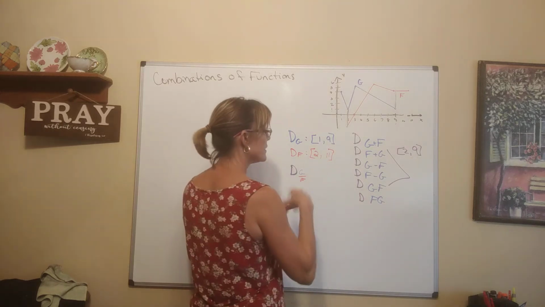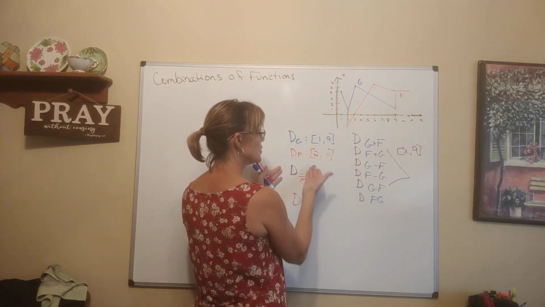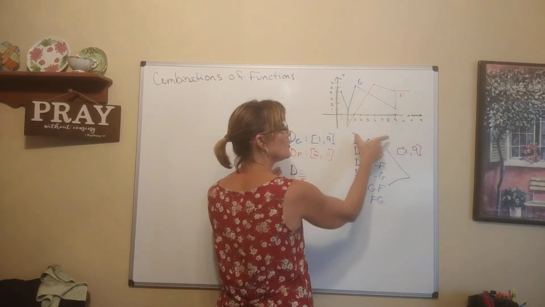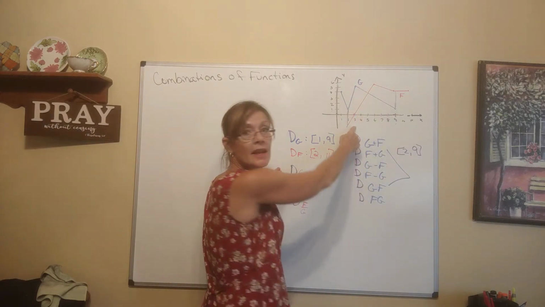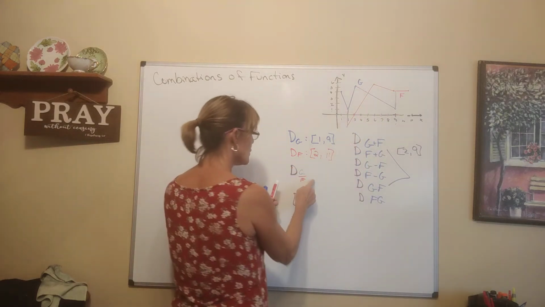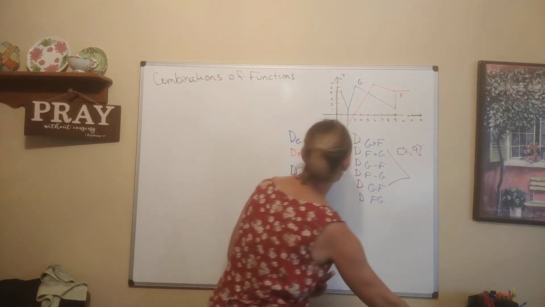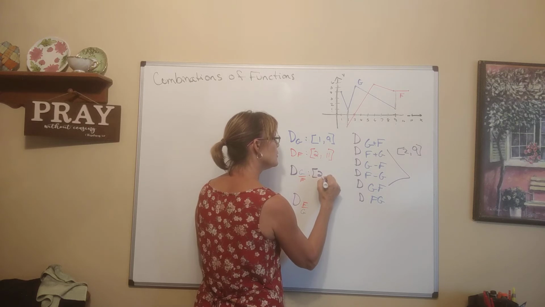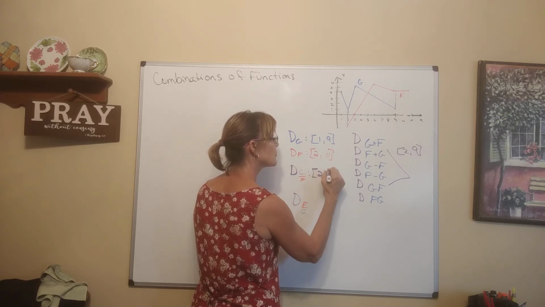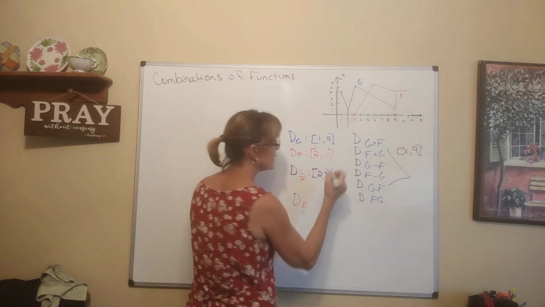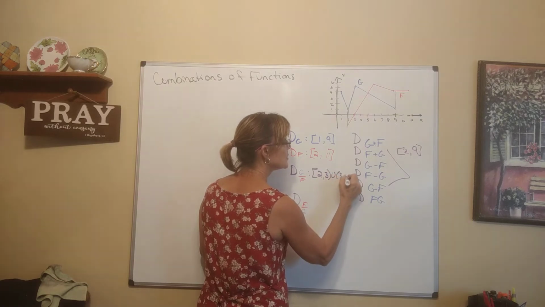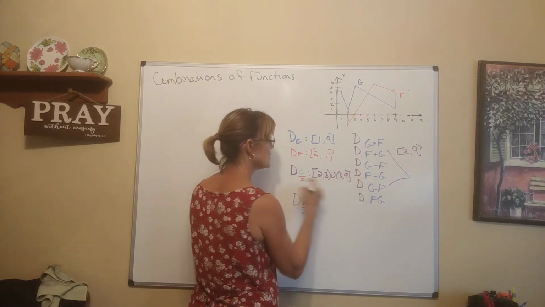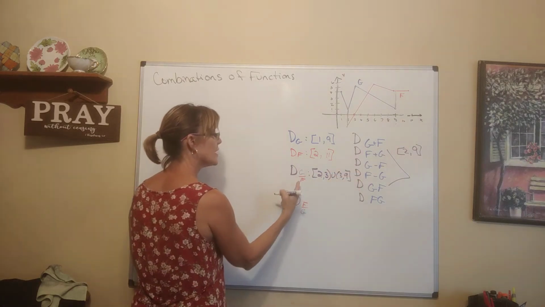So this is the domain of the combination. Already we're restricted to only what those both included, but we can't let 3 in either. So the domain of G over F would be from 2 all the way as close as we can get to 3 without including it, and then just to the right of 3 to 9. This is the domain of the combination G divided by F.